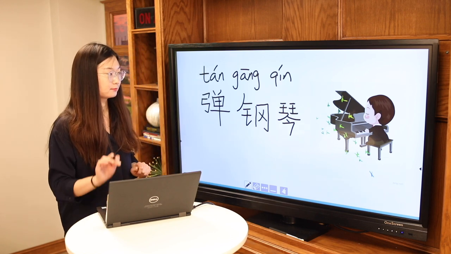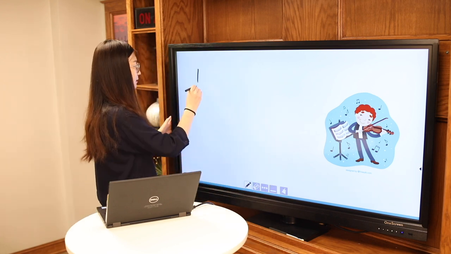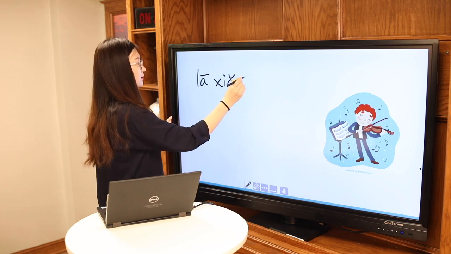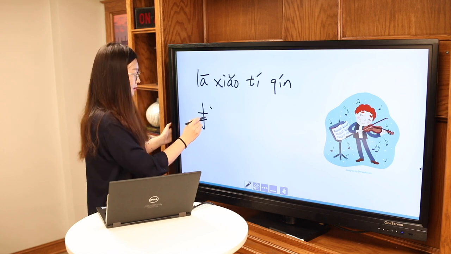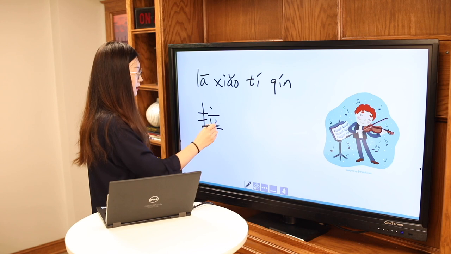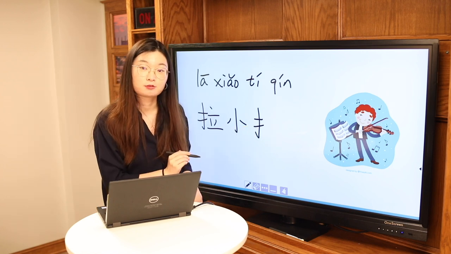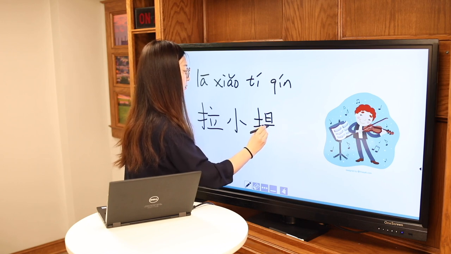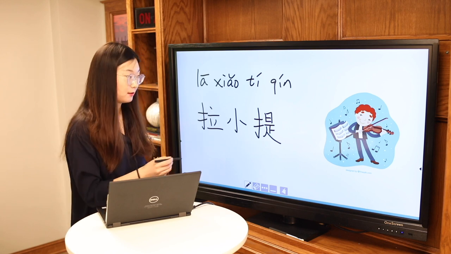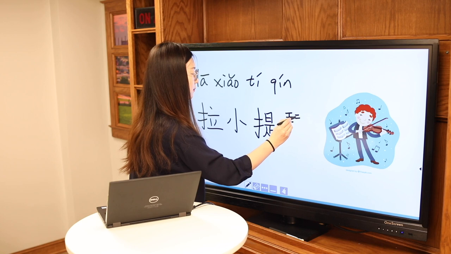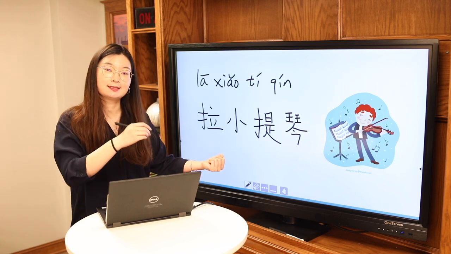Next one, 拉小提琴, play the violin. The hand radical: 点, 横, 点, 点, 横. Then 小, pretty easy to write. Write it by yourself. Xiao and then ti. Hand radical first. Then the right part is the character shi, for "is." Xiao ti. La xiao ti. Qing. Qing, we just read it for the 钢琴, the same character. So write it down by yourself. Two kings at the top. For the person, 点, 横, 竖. La xiao ti qing. Play the violin.